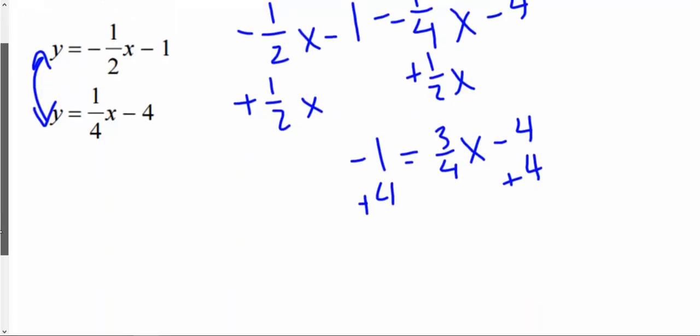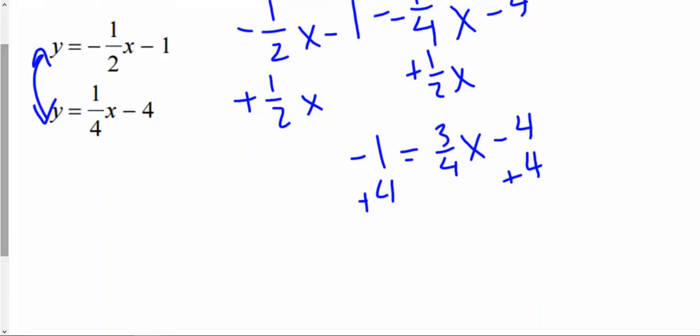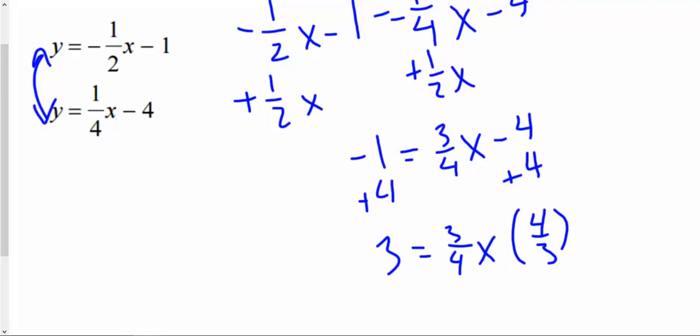You're going to see fractions all throughout, right? So we want to make sure we're good with it now. We add 4 to both sides and get 3 equals 3/4 x. And then we're going to multiply by our reciprocal to get x by itself. This gives me that x is 4.